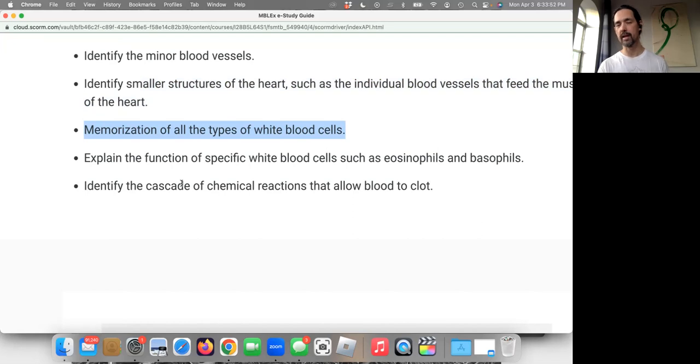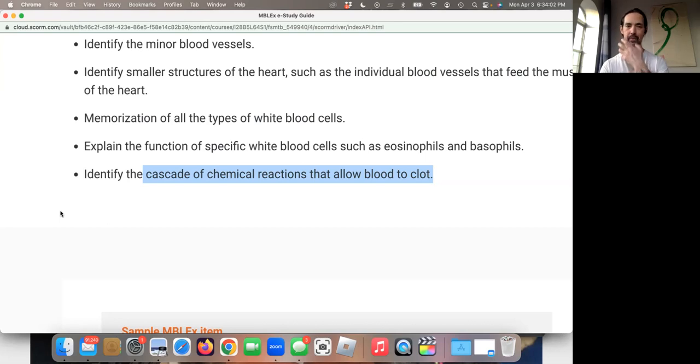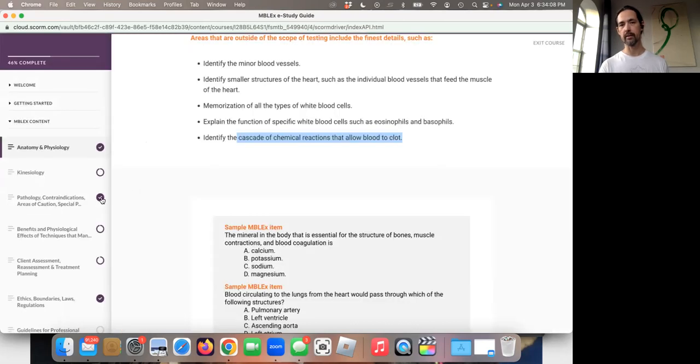Also, what are the different types of white blood cells? The function of specific white blood cells like eosinophils and basophils. You can see there's overlap among the questions. The cascade of chemical reactions that allow the blood to clot, you don't have to know that. You have to know that platelets function to form clotting, and that clotting is also called hemostasis or coagulation, but you don't have to understand the role of vitamin K or other clotting factors in the process.